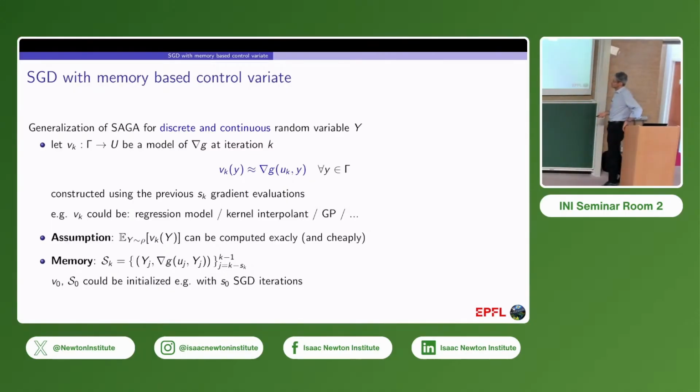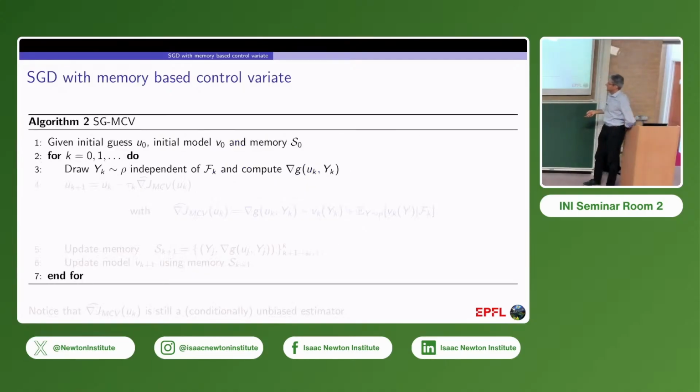value cheaply. And this model uses a memory, which is again the history of all the past SK past estimates, so the gradient estimates, and I should also keep track of the evaluation points Yj. Now they are not fixed, they will be picked randomly, so I need to know where the gradient was evaluated. Okay, and then the algorithm would work in this way.